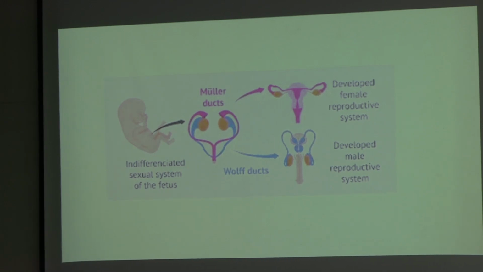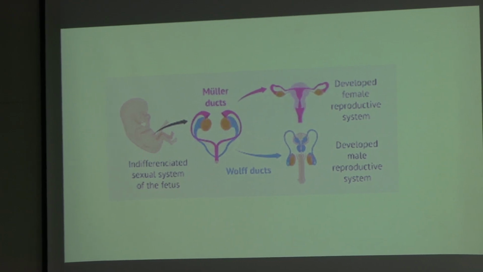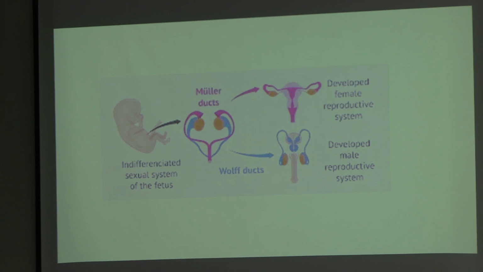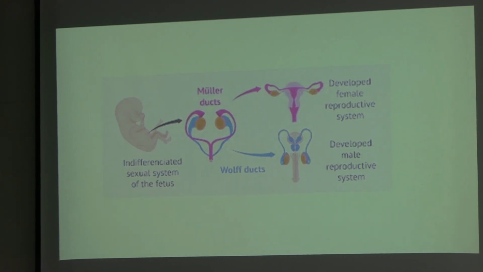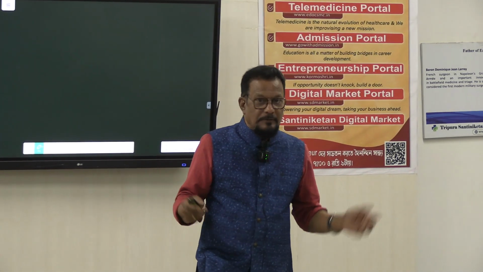So here what is happening? Actually the red color tubes are undergoing death by apoptosis. Here the blue color is going out by the process of apoptosis. And just think, if both the tubes remain, what will happen?